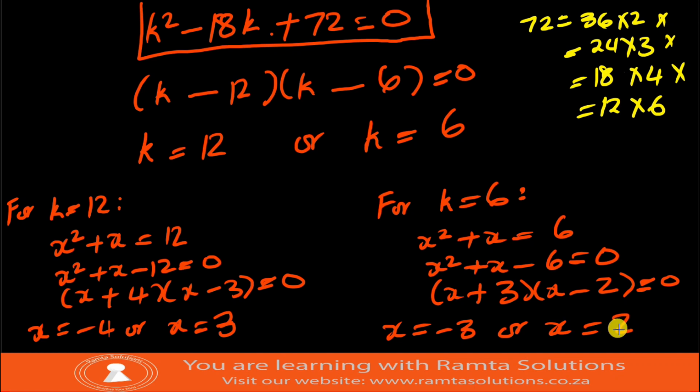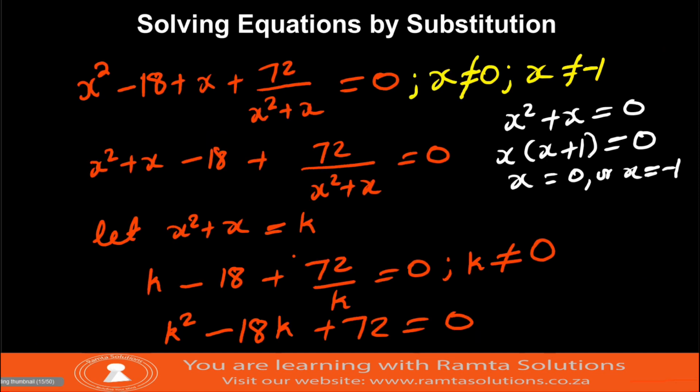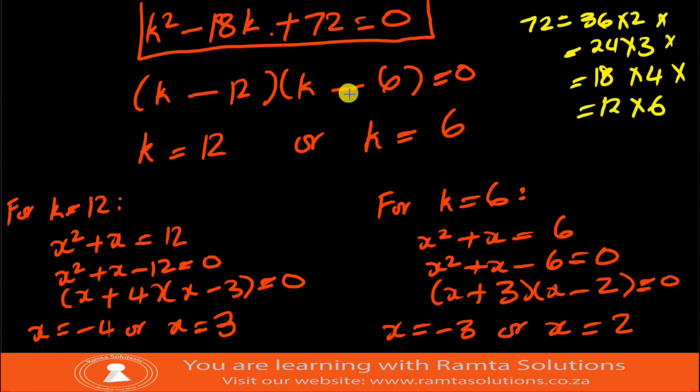x equals 2. Now, if you remember, we had said we must restrict so this is valid. We said we shouldn't accept x values that are equal to 0 or negative 1. So yes, these ones are not 0 or negative 1. So these are our answers, okay?